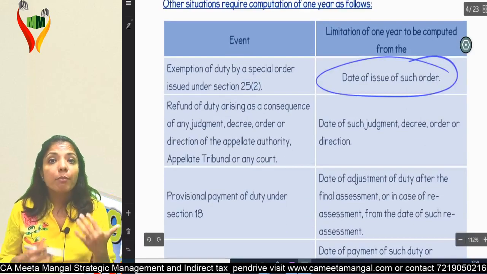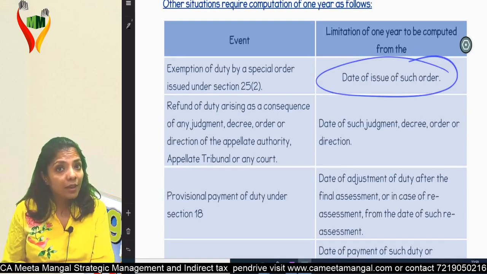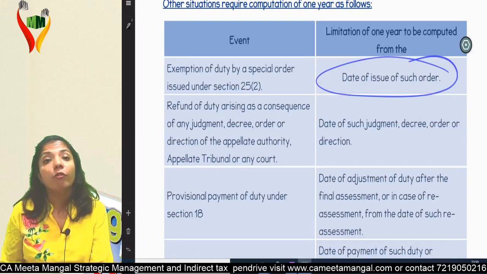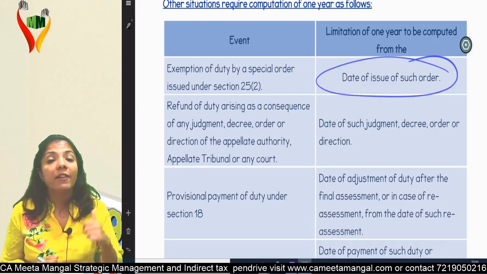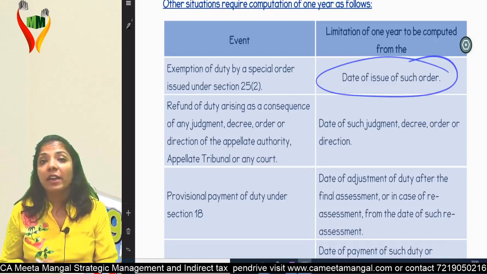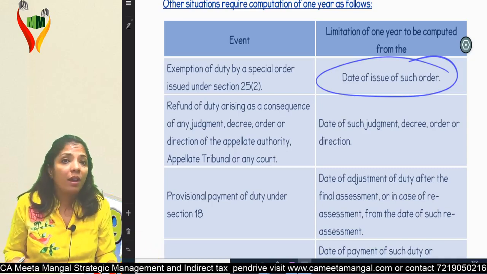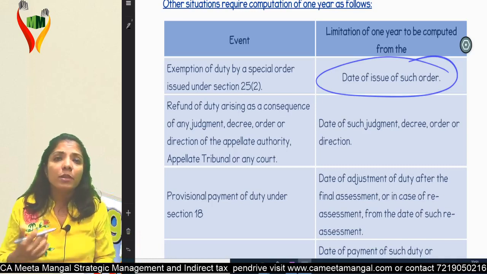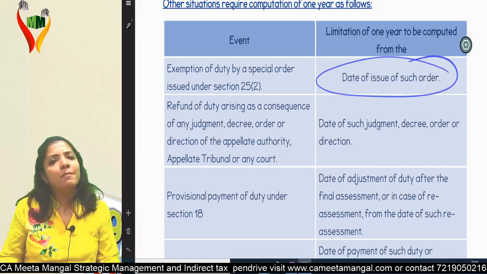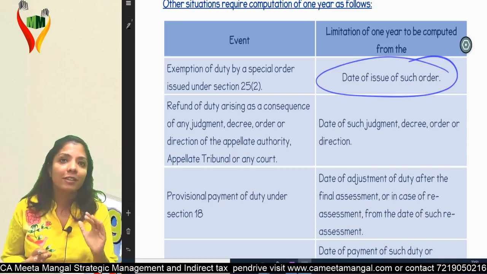Third, provisional payment of duty under Section 18. We know that Section 18 talks about provisional duty payment. Assume I'm unable to identify the value or the rate, and I went to the department. I said, sir, I don't know the value, I don't know the rate, how do I pay the duty? And assume the department has understood my problem. So the department says, okay ma'am, let's do one thing. You pay 1 lakh rupees provisionally.